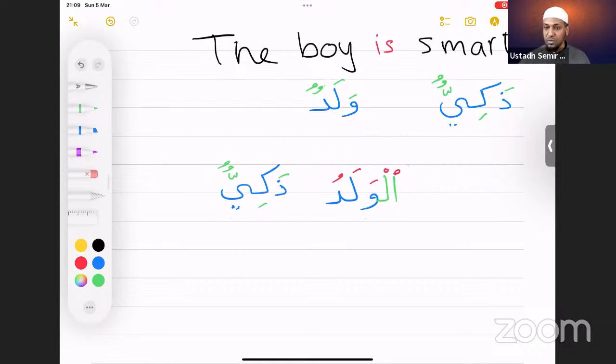This word here. You see, al-waladu dhakiyun. Is this a statement or a question? A statement, huh? If I want to turn it into a question, all I have to do is just add this word. Yeah, hal. It would be halil waladu dhakiyun, and then question mark.